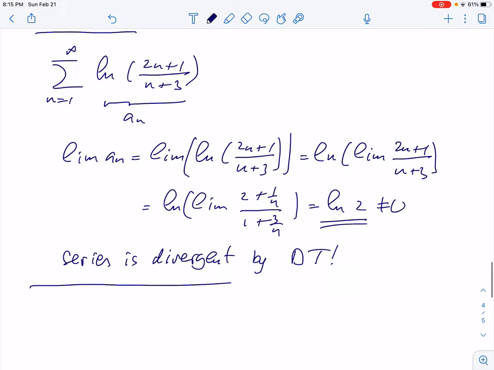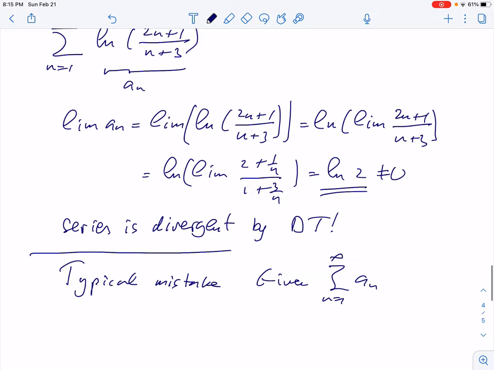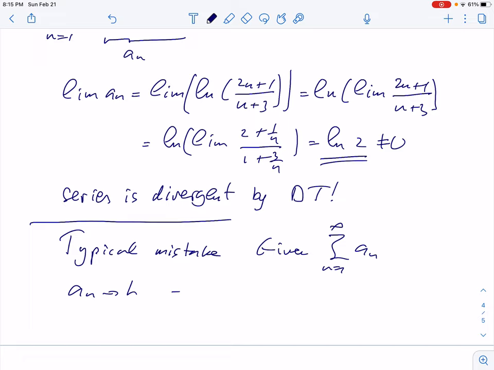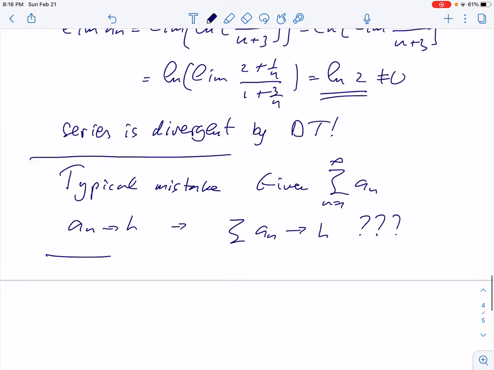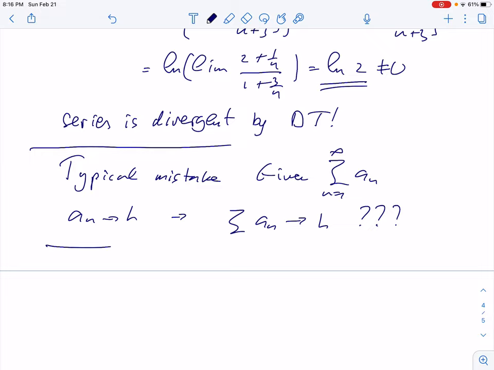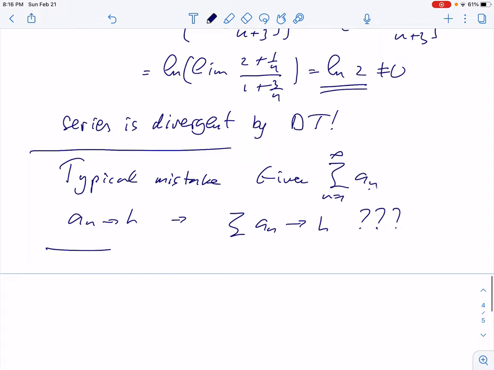A typical mistake is this. We are given an infinite series, and then the general term has a limit, let's say it approaches some limit L, and then the student says the series approaches L. Does it make sense? So don't confuse sequences and series. The series is a limit of the sequence of partial sums. The general term can tell much about the series, but the limit of the general term is not the value of the series.